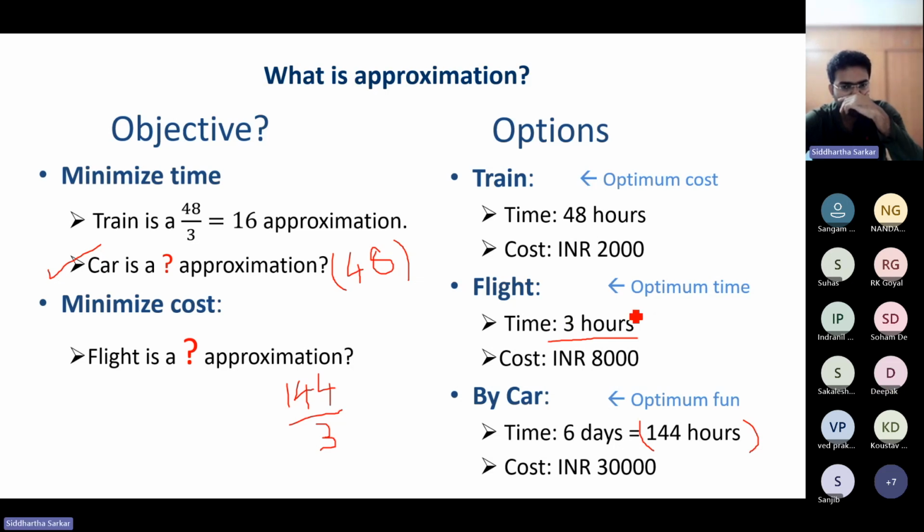So how can we provide this guarantee? We can provide this guarantee because we know beforehand what is the optimum time that one can achieve to do this job.